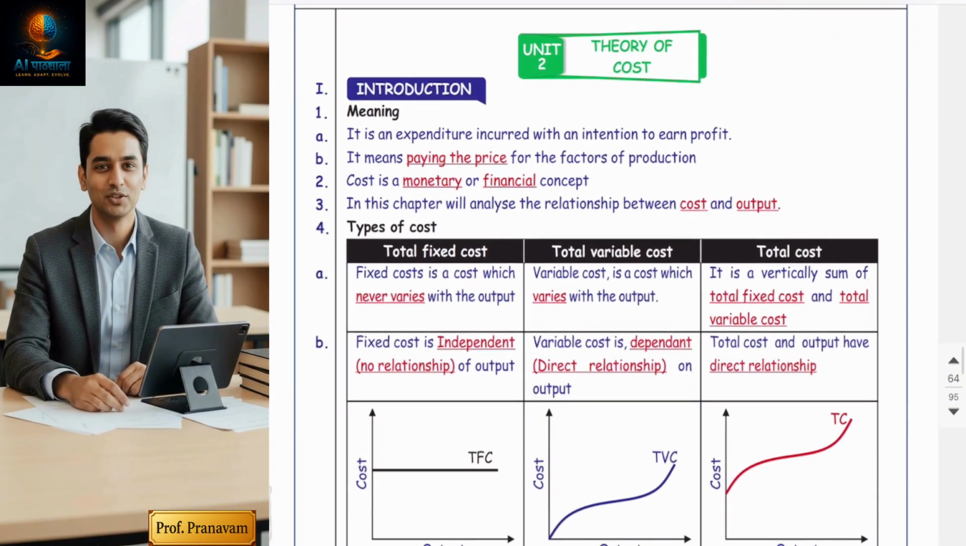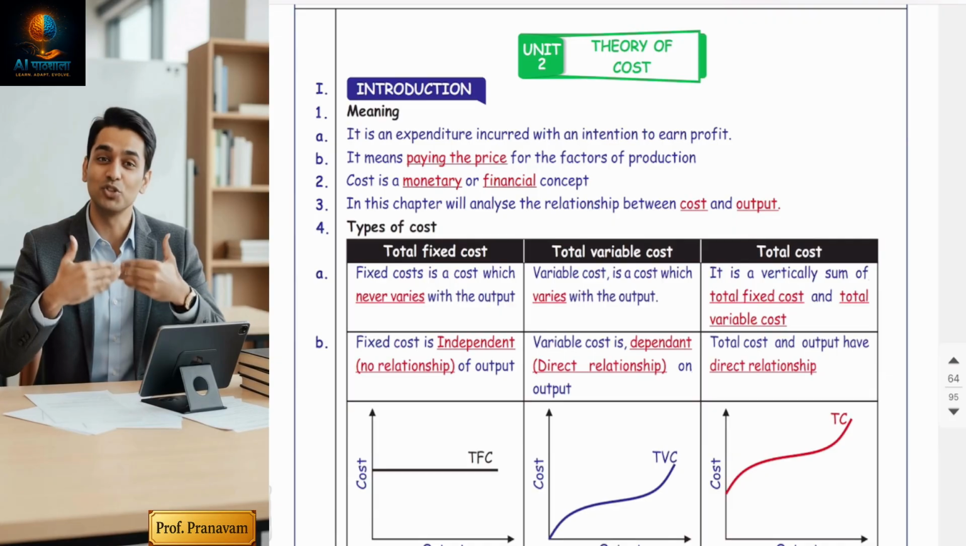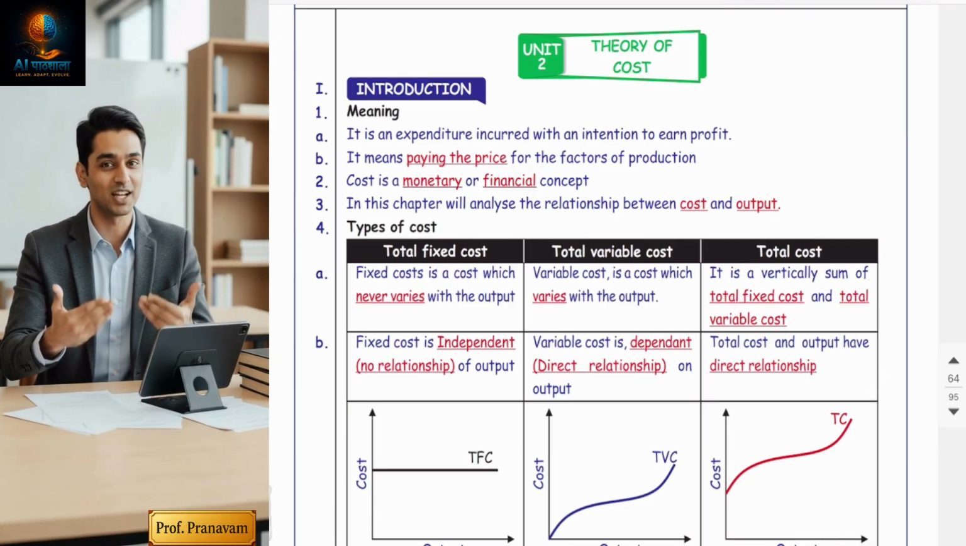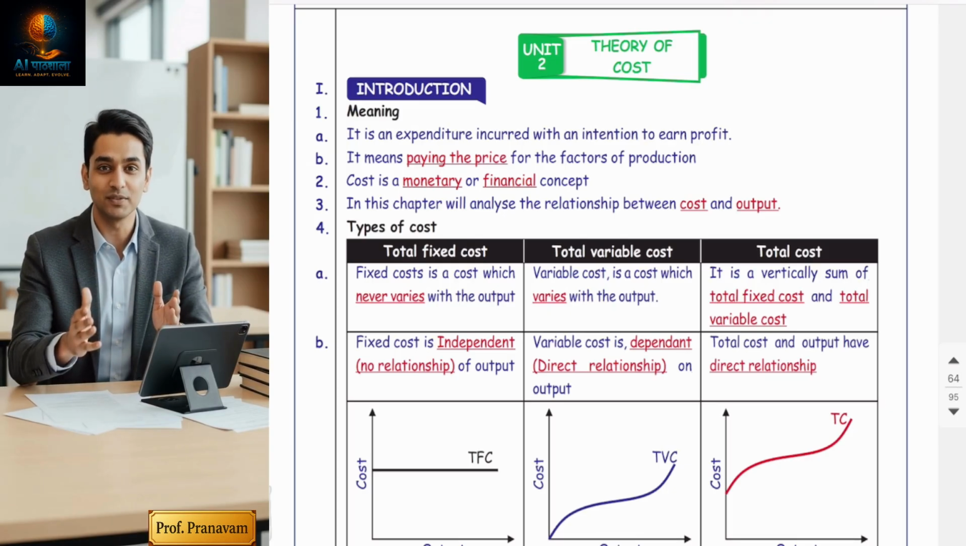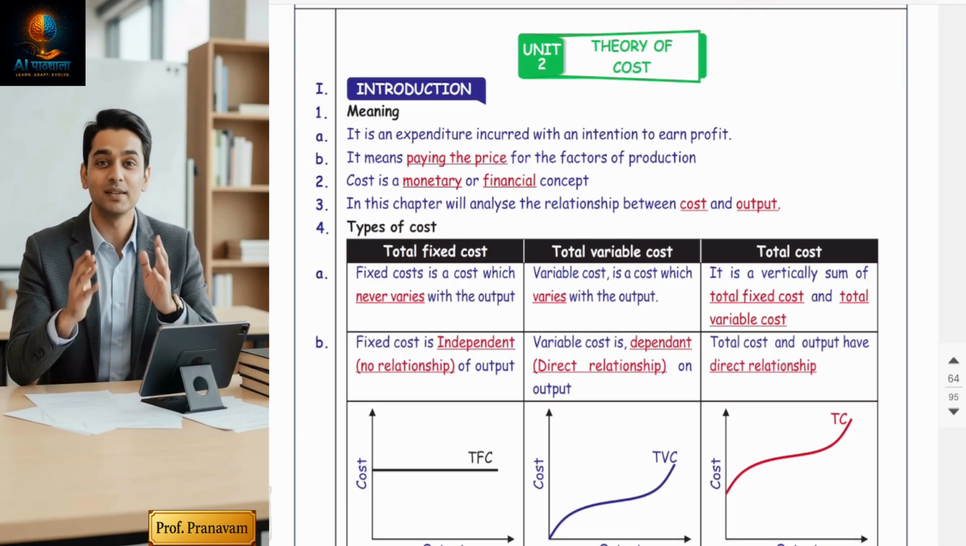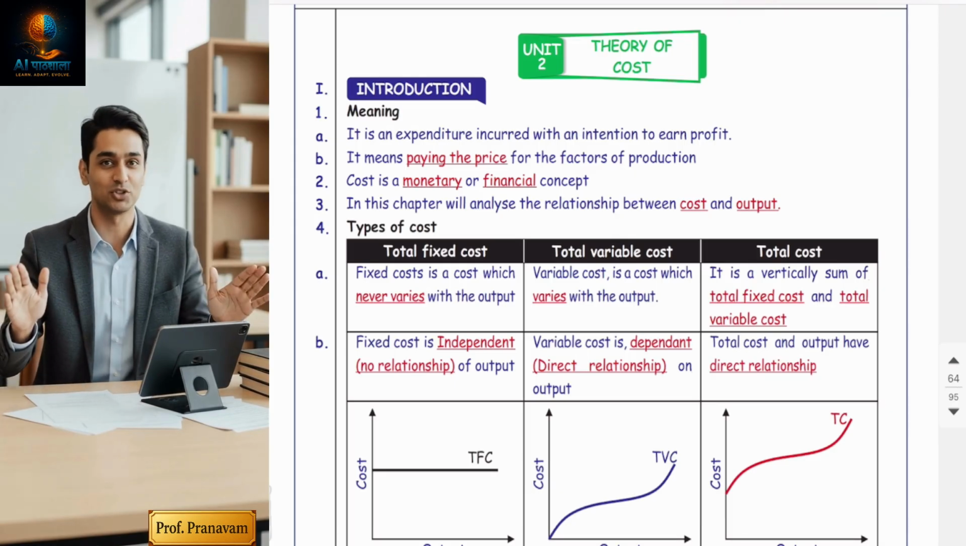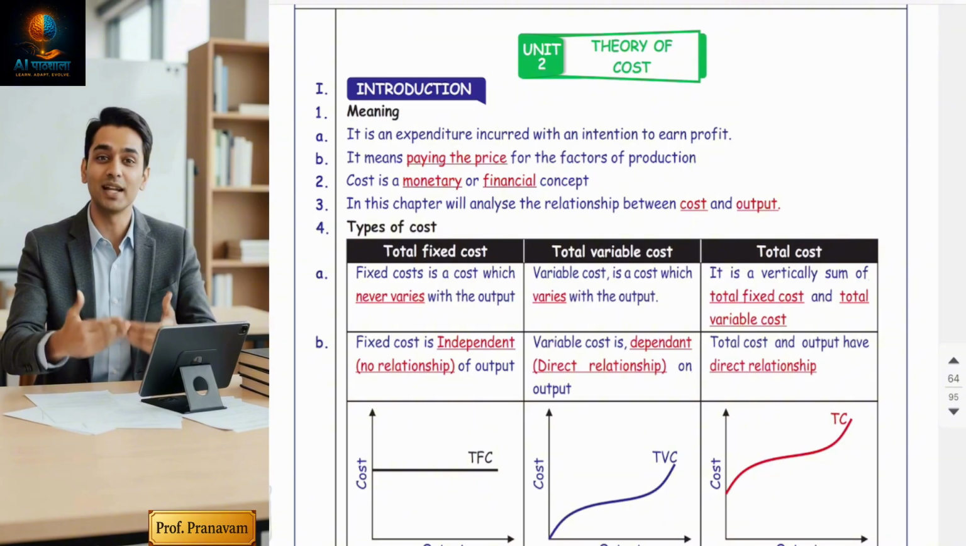Come on, without wasting time, let's start. Now, theory of cost. The first part is introduction. In introduction, you have to remember 5 points. Now, first is what is cost. Cost means any payment made to the factors. Cost means it's an initial expenditure.